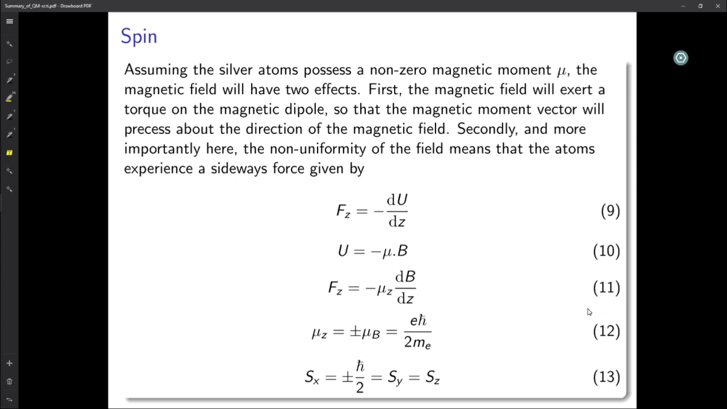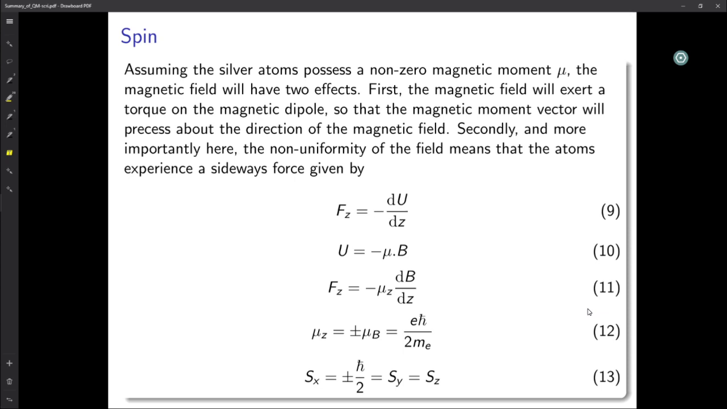And secondly, the non-uniformity of the magnetic field means that the atom experiences a sideways force. That's why the precession is almost tilting the axis of rotation due to the induced torque. So it will have a certain tilt and go along the direction of the magnetic field. So the force is given by minus d, taking along the z direction, the z axis.